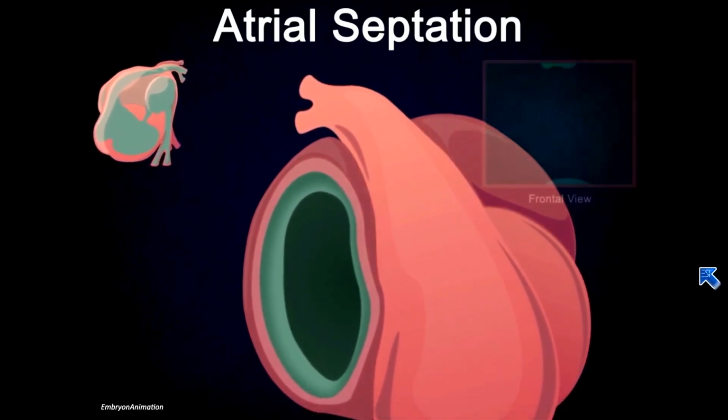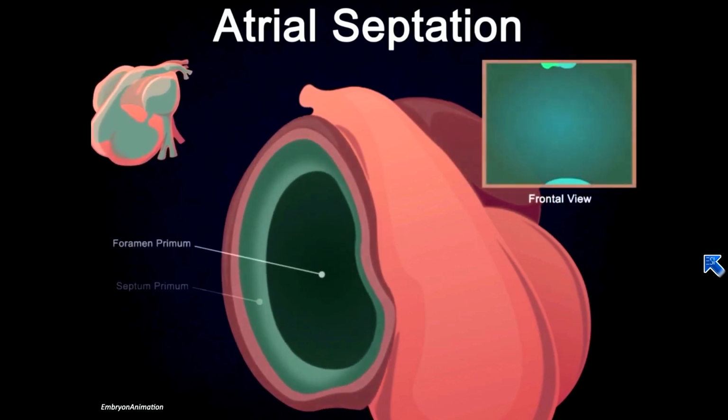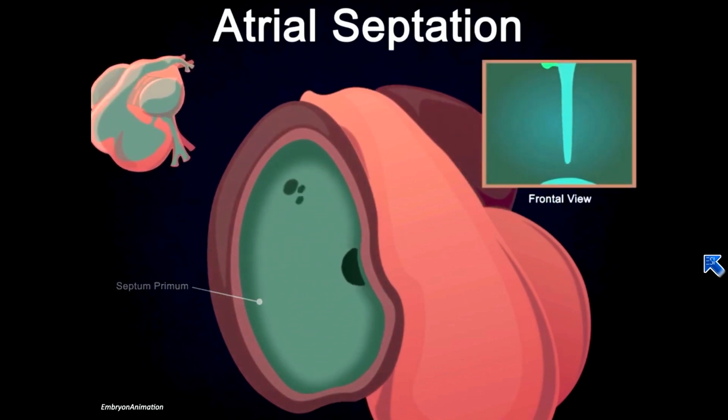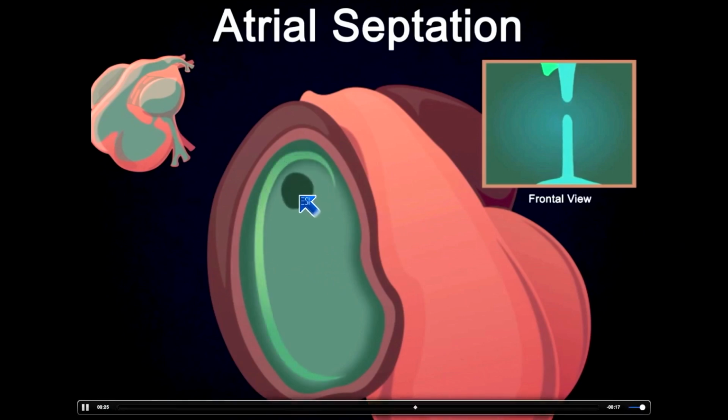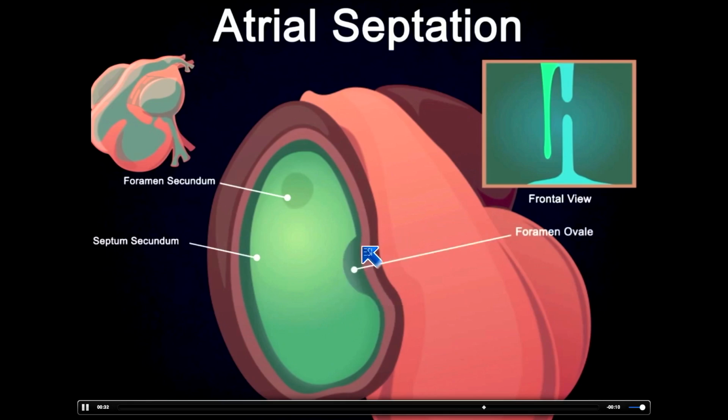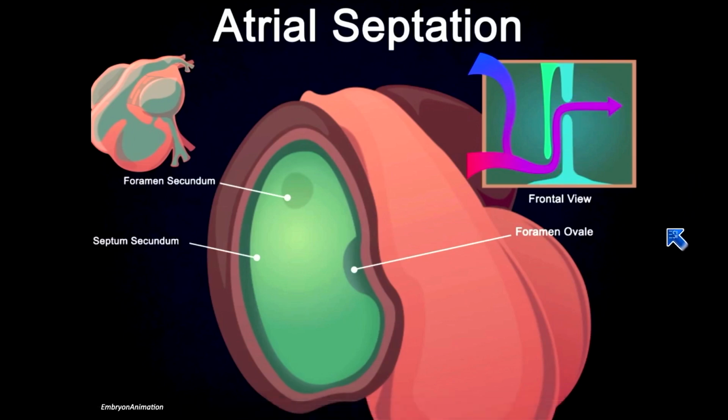And you can see we have growth of the septum primum towards the endocardial cushions. We then start to see apoptosis and the foramen secundum form, with the septum secundum again growing towards the AV valves, creating the foramen ovale. This creates the right to left communication across the atrial septum as the foramen ovale.